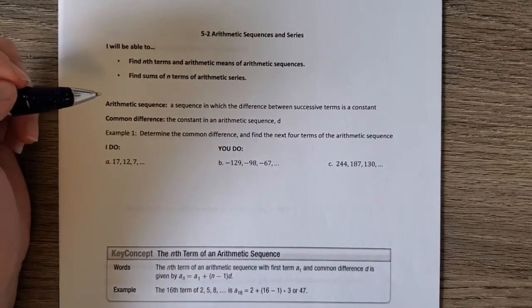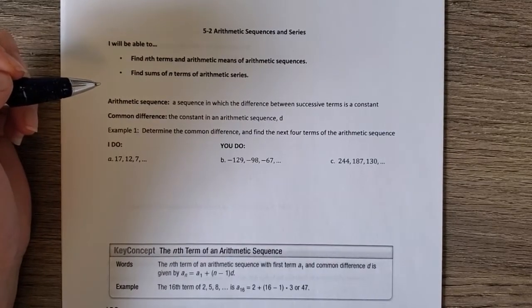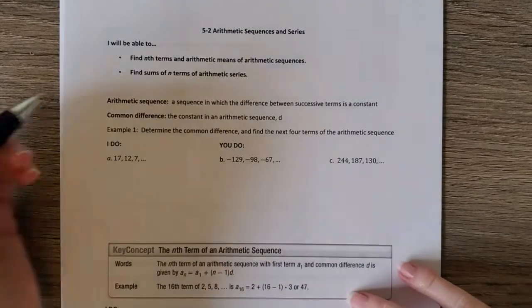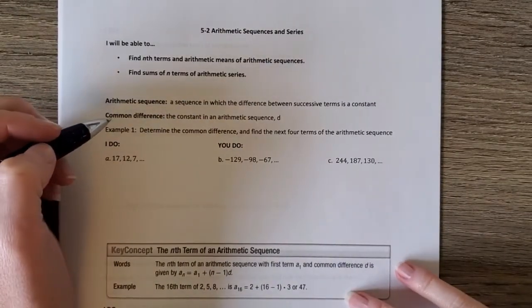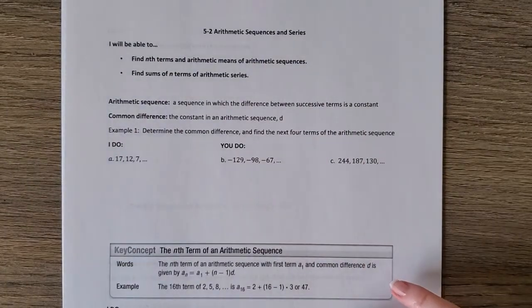So an arithmetic sequence is a sequence in which the difference between successive terms is constant. So the difference between the terms is the same every time. That difference is called the constant, or the common difference. So the constant in the arithmetic sequence, which we call D, is the common difference.